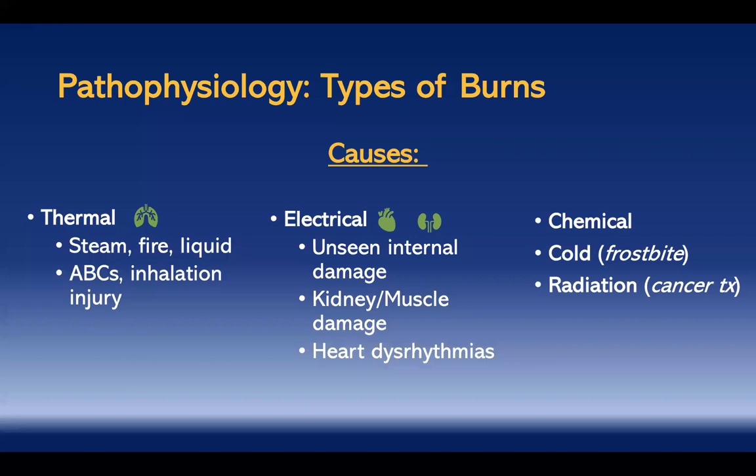So when we're thinking of electrical burns, we're going to be having a high suspicion for cardiac dysrhythmias due to the electrical activity, and kidney damage and muscle damage. Now, 3 other kinds of causes of burns can be chemical burns, and this can be from gases or powders or liquids. Cold burns from things like frostbite, exposure to the elements. And even our oncology patients are exposed to radiation burns when they go for radiation treatment, and they'll get radiation burns on their skin.